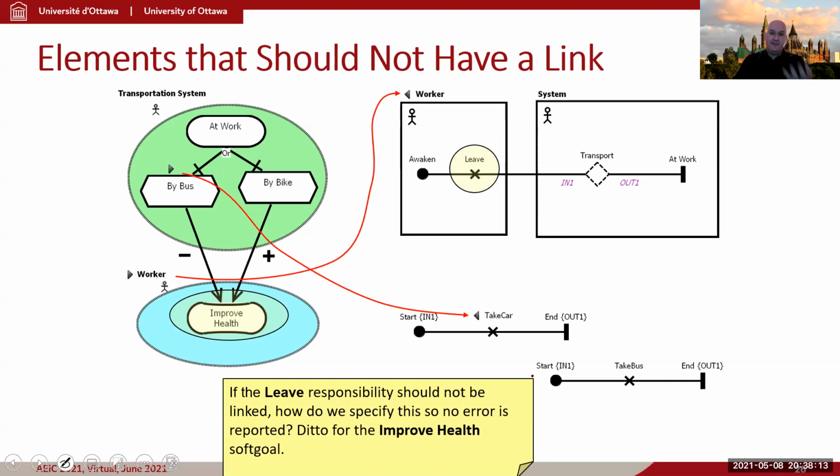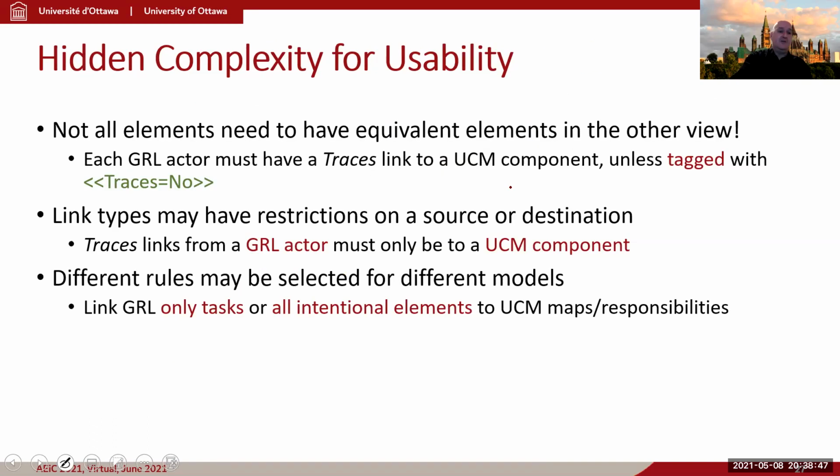Along the way, I will realize that, given the fact that I'm not talking about the same level of abstraction, there are things that may not be linkable to the other view. Improve health is very abstract, right? So it doesn't have a simple operationalization. So maybe I want to say, hey, don't try to find a match for improve health. And same thing here, the leave responsibility is too fine-grained, so there won't be anything corresponding in GRL. So I want to identify those things as elements for which I shouldn't have any link. And this is something I will do using metadata, as we saw earlier. So I can tag those elements as elements that should not be linkable. And I can define different rules for my consistency checks, and perhaps even take a subset of those rules depending on the kind of models I'm looking into.